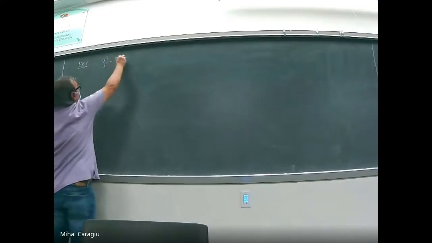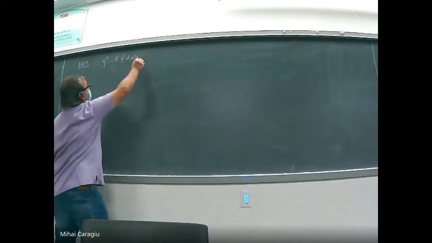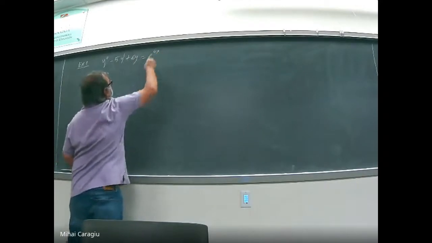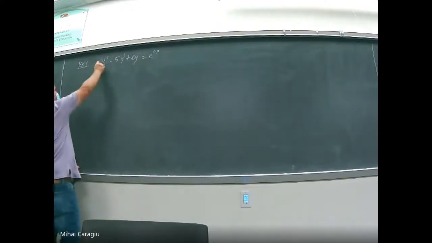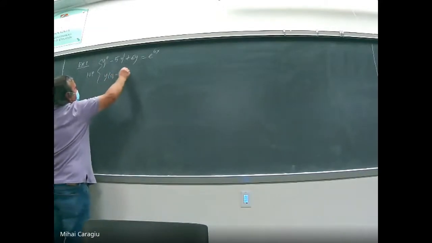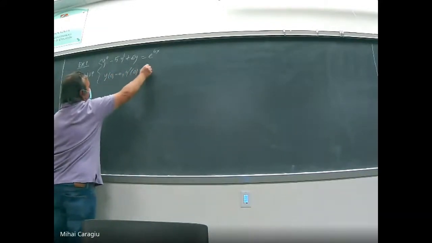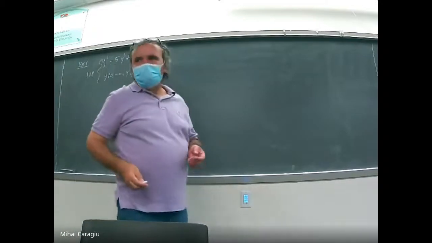A couple of problems with non-homogeneous linear equations. So, let's solve y double prime minus 5y prime plus 6y equals e to the power 4x. And let's put initial conditions here. So there's y of 0 equals 0, y prime of 0 equals 0. I put them both 0 so that it's hopefully easier to calculate.